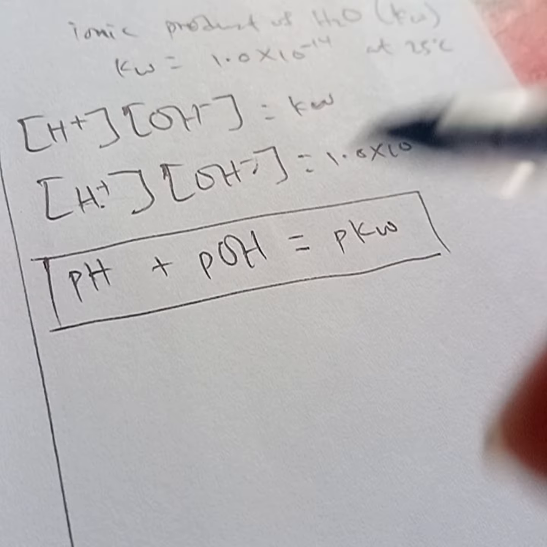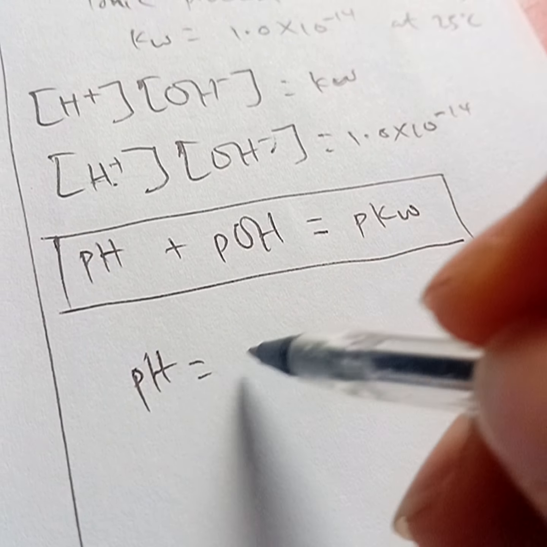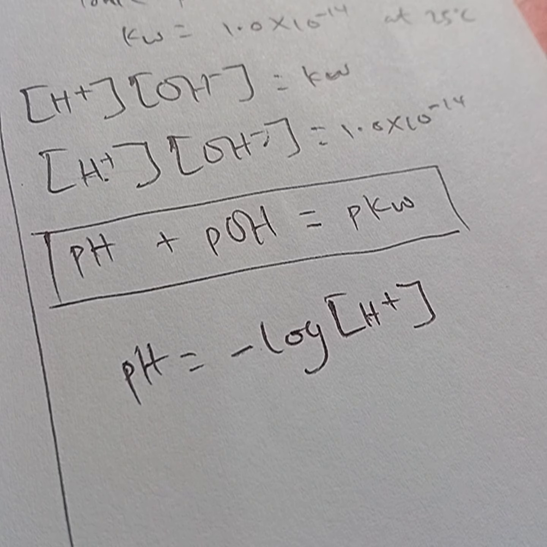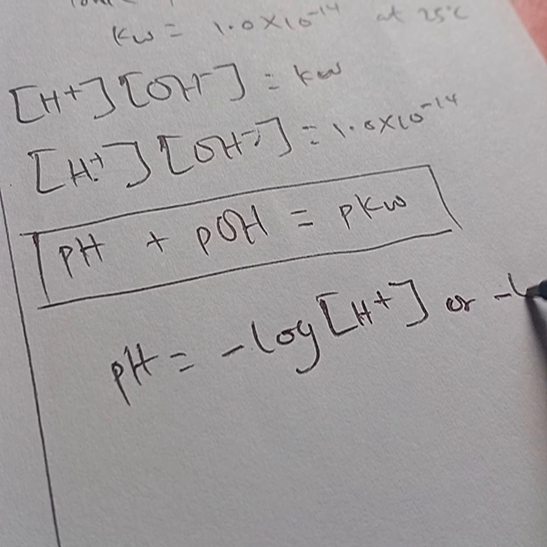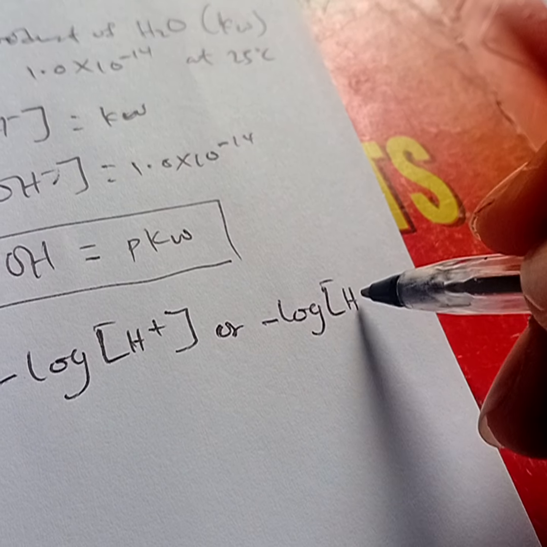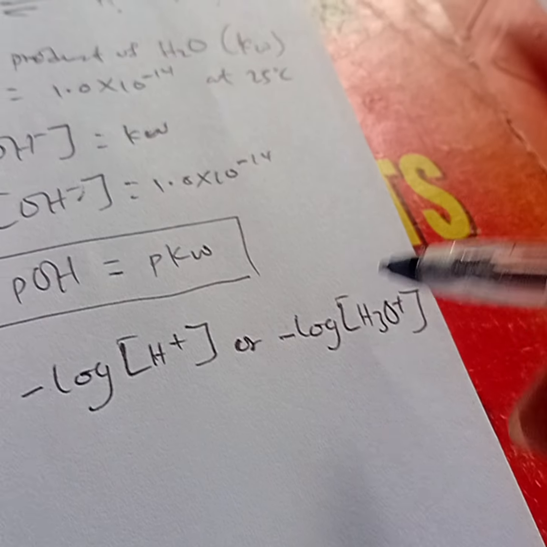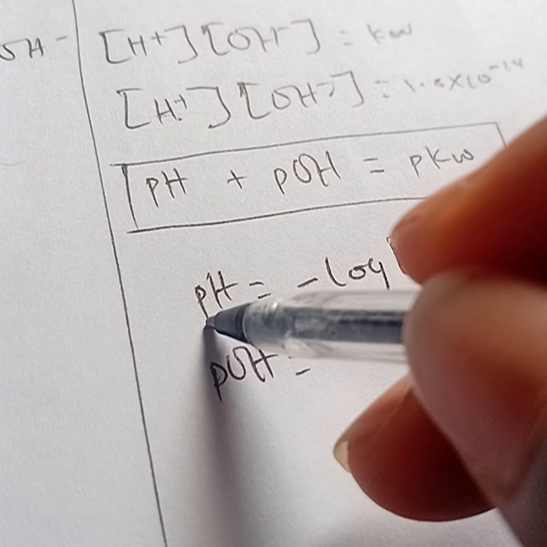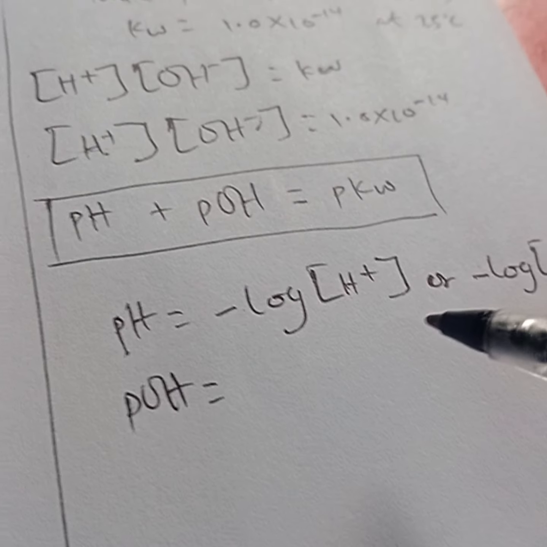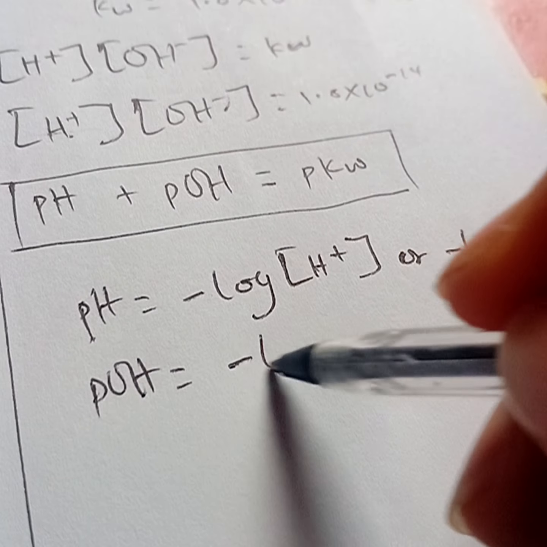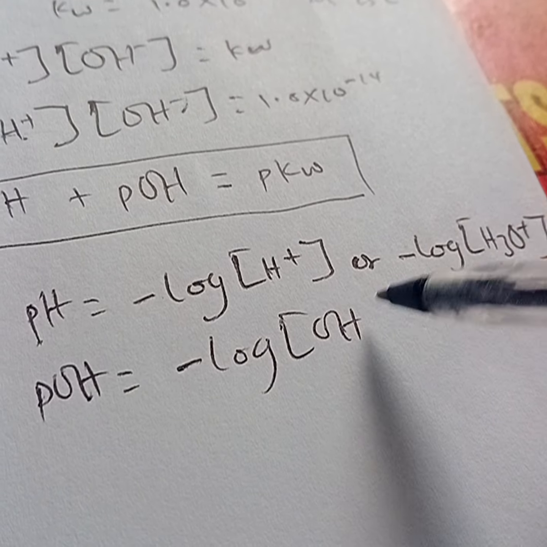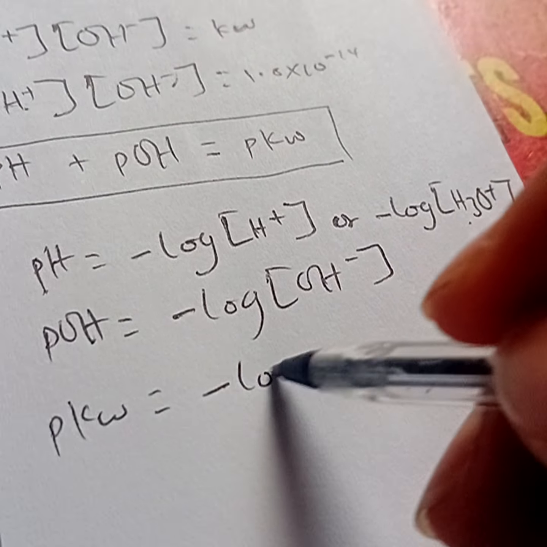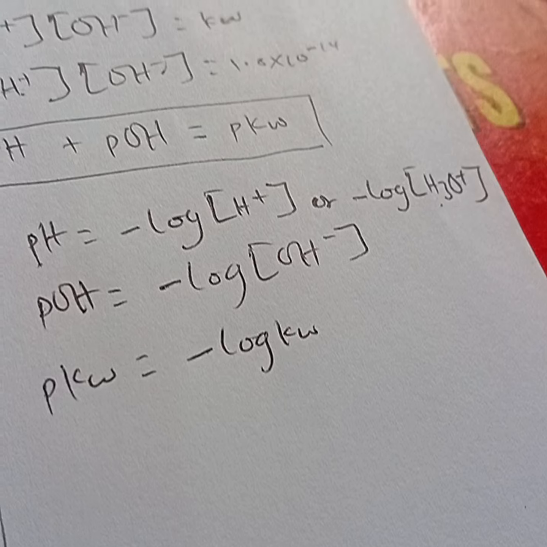Then what is pH? pH is equal to the negative logarithm of the H plus concentration of a solution. We know that H plus will be the same as H3O plus since they both represent acidity. And pOH: P of anything is the negative logarithm of that thing. So pOH is the negative logarithm of the OH minus concentration. pKw means the negative log of the Kw.